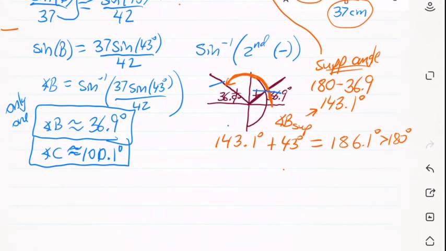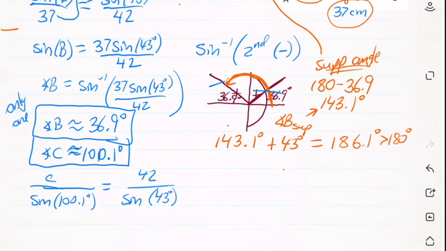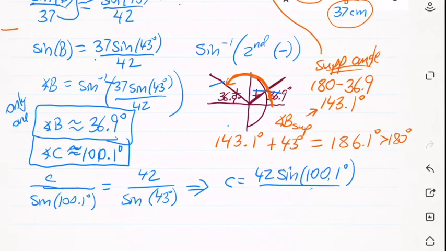So we're going to go C over the sine of 100.1 degrees is equal to, let's take a given one, sine of A, so sine of 43 degrees, and then A is 42. Now notice I used the given angle and a given side rather than one of the rounded angles, and then solve for C. So C is going to equal 42 times sine of 100.1 degrees over sine of 43 degrees.